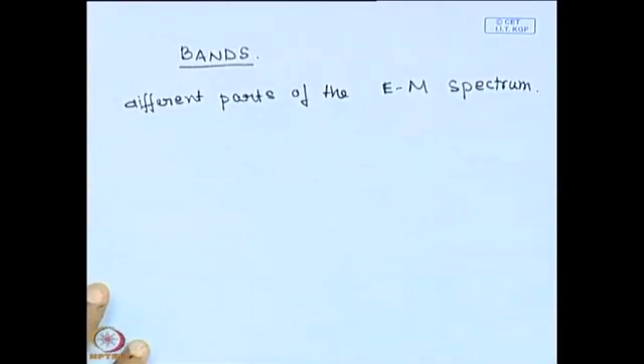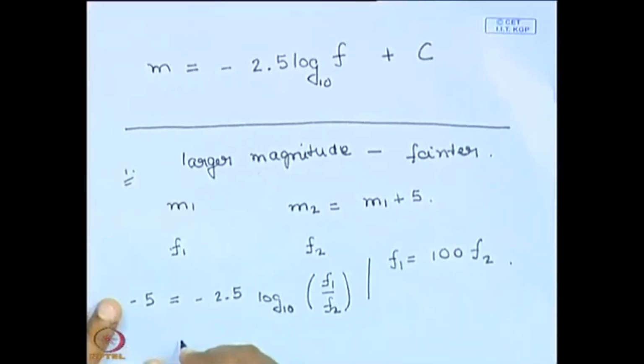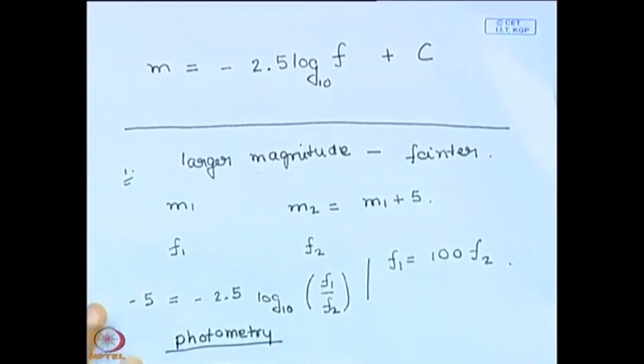So, in a single observation it is possible to measure the okay, before I go into this I should first tell you that measuring the flux from a source is referred to as photometry. These kinds of observations are referred to as photometry.